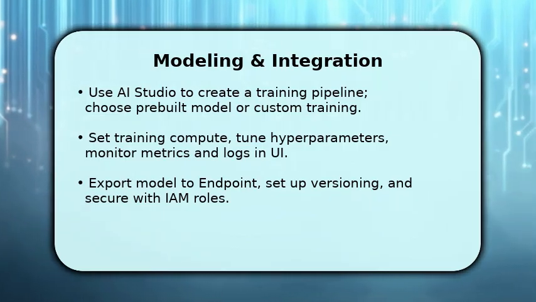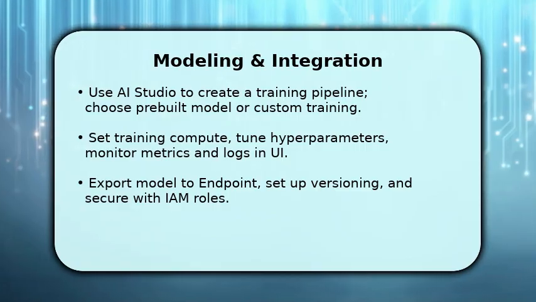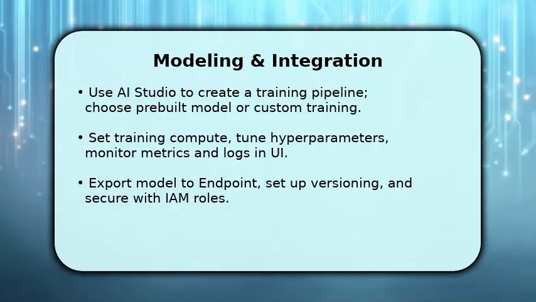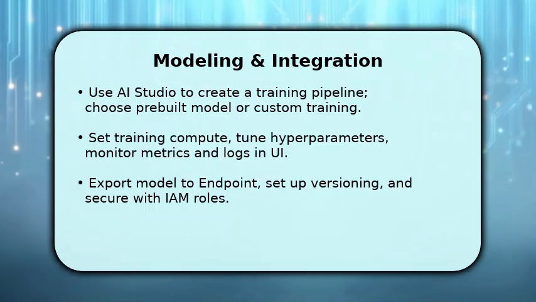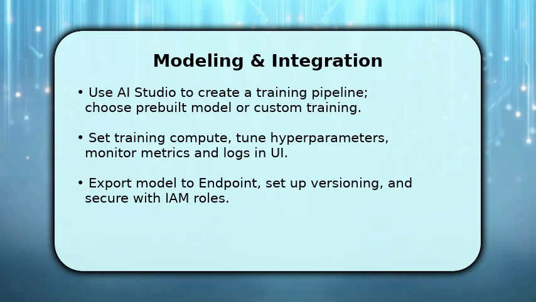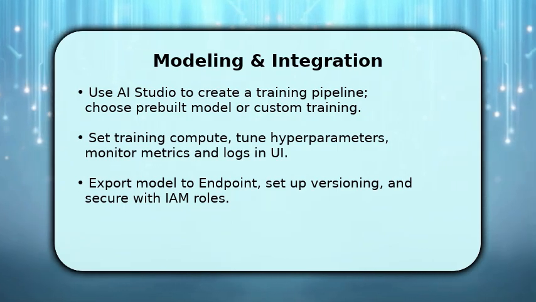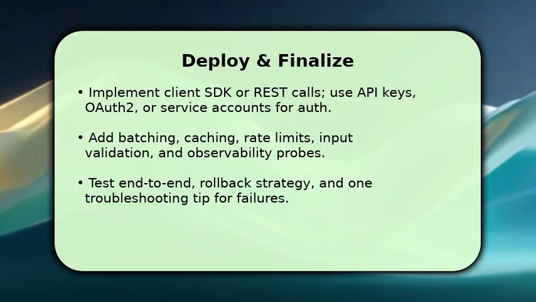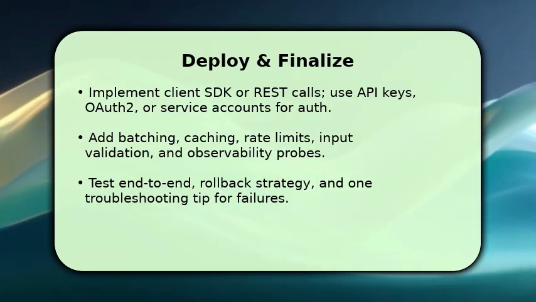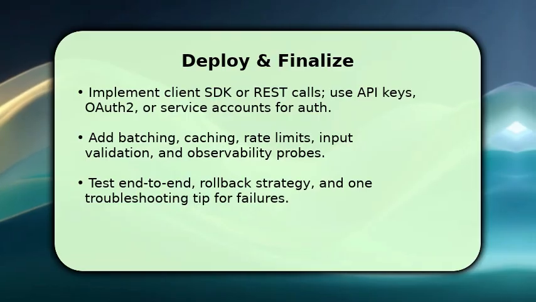Once satisfied, deploy the trained artifact to an endpoint, enable model versioning, and configure IAM so only your app can call it. These actions bridge data to production-ready inference. You finish by deploying the model and wiring it into your app. Implement the client SDK or REST calls and authenticate with API keys, OAuth 2, or a service account.